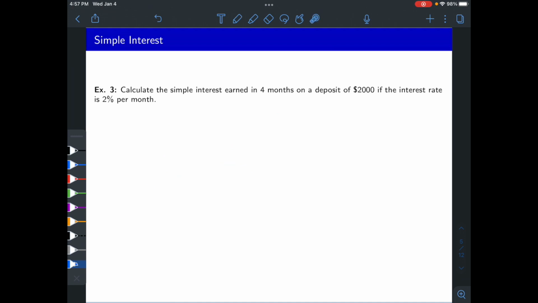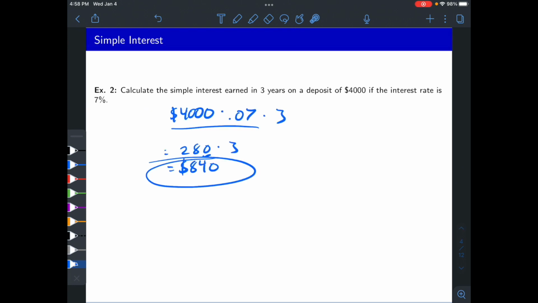This one is pretty similar. The only difference is that here, this simple interest is earned in 4 months, and the interest rate is 2% per month. So in the previous one, everything was in years, so it didn't really specify. You know, it's earned over 3 years.